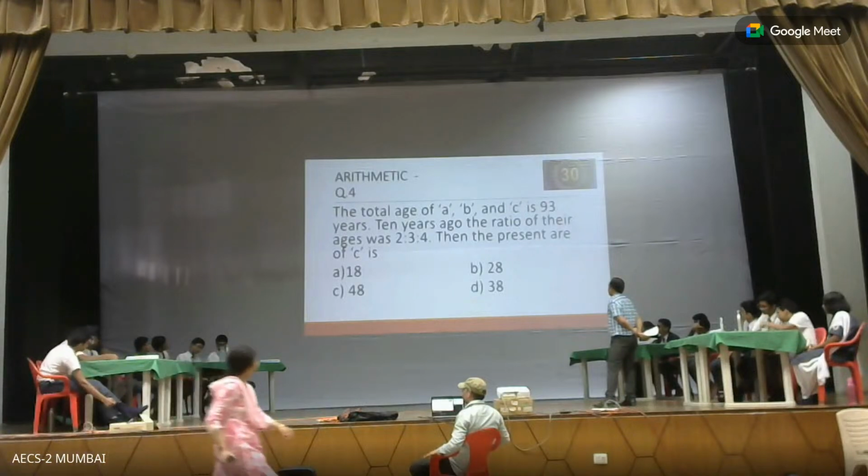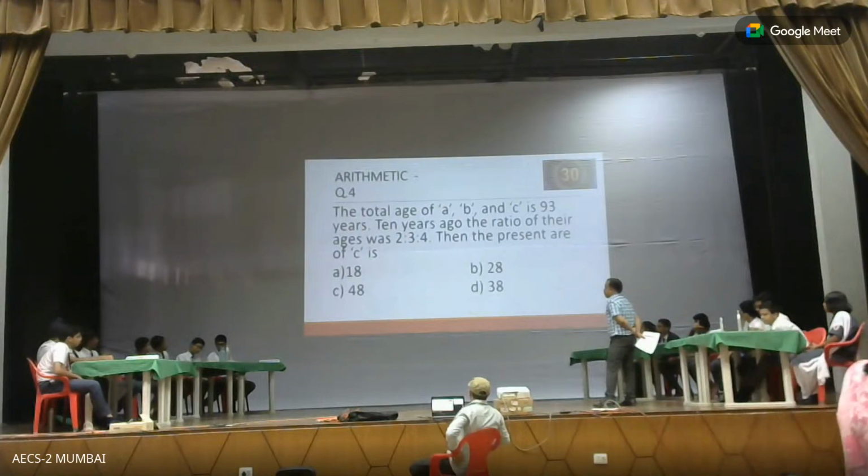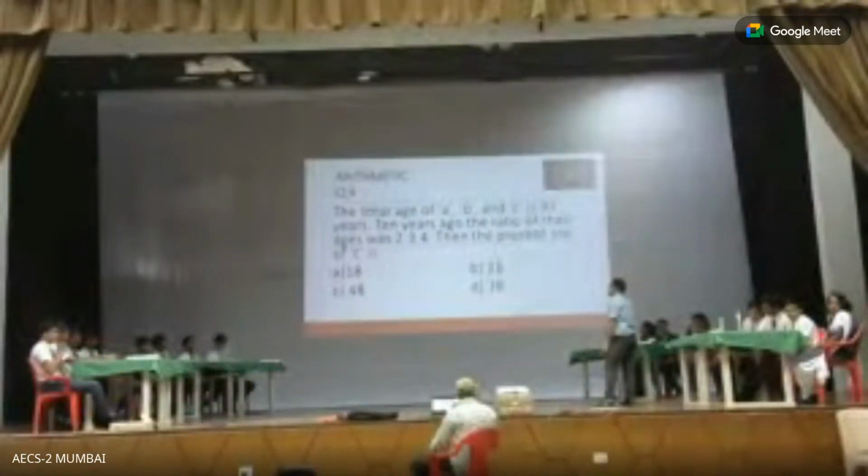And we know that the ratio of ages is 2:3:4. So let the common ratio be x. So we get 9x is equal to 63. So x is 7. So we get that Z is equal to 28. So 10 years hence, his age would be 38.